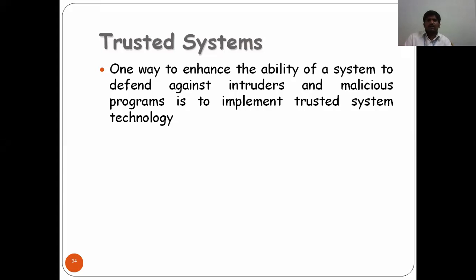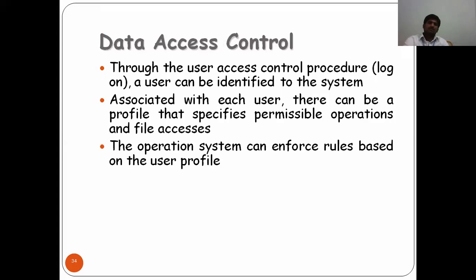One way to enhance the ability of a system to defend against intruders and malicious programs is to implement trusted system technology. So these malicious things and errors, we should not have any intruders, and malicious programs, which we can call viruses, should not get into these systems. In that way, trusted systems have a technology to implement.